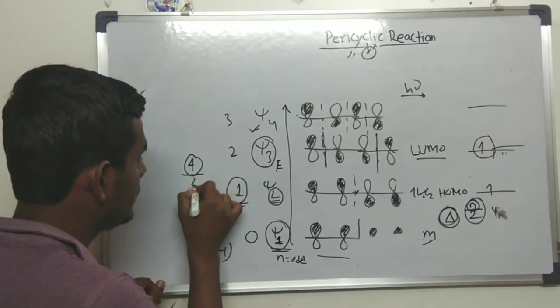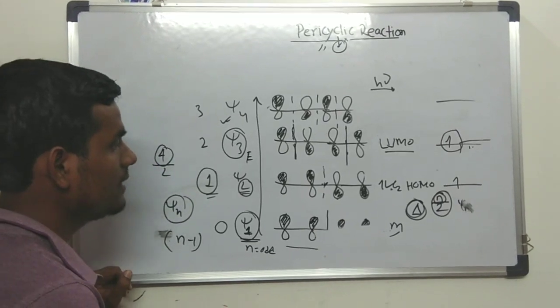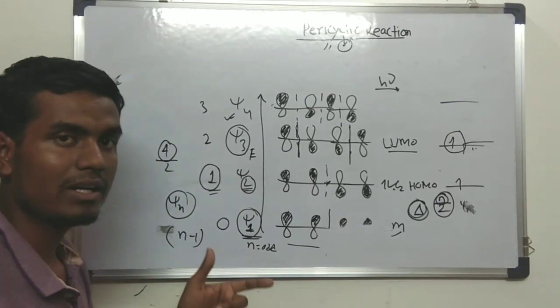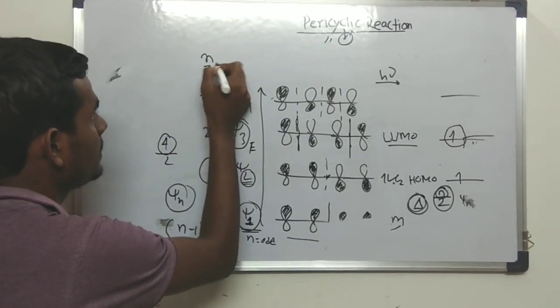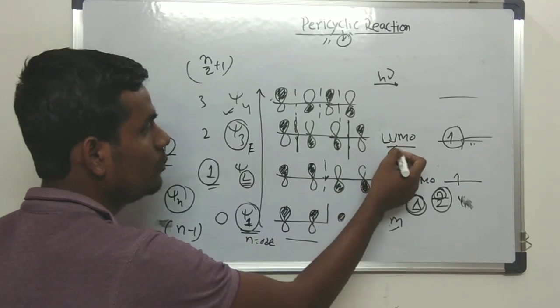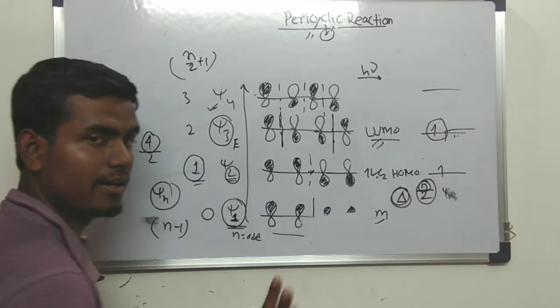So if I divide it by 2, psi 2 will be my HOMO, and I have already shown it. And what will be my LUMO? n by 2 plus 1, that is, I am writing here n by 2 plus 1. So 2 plus 1, 3, psi 3 will be my LUMO. So remember one point, I am considering a thermal condition.